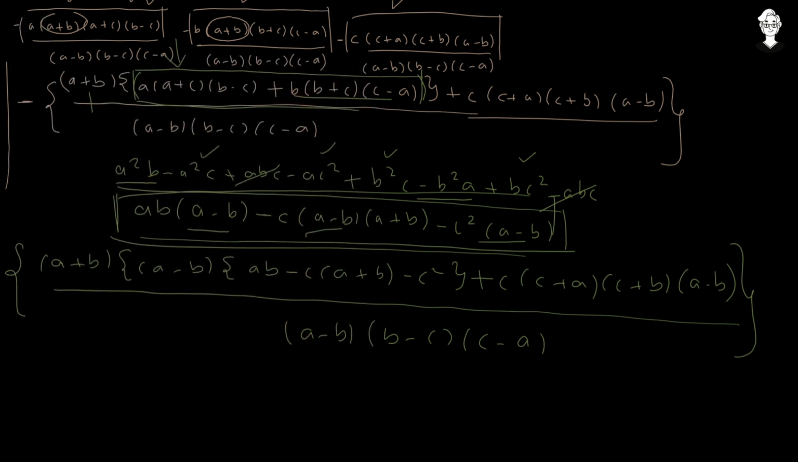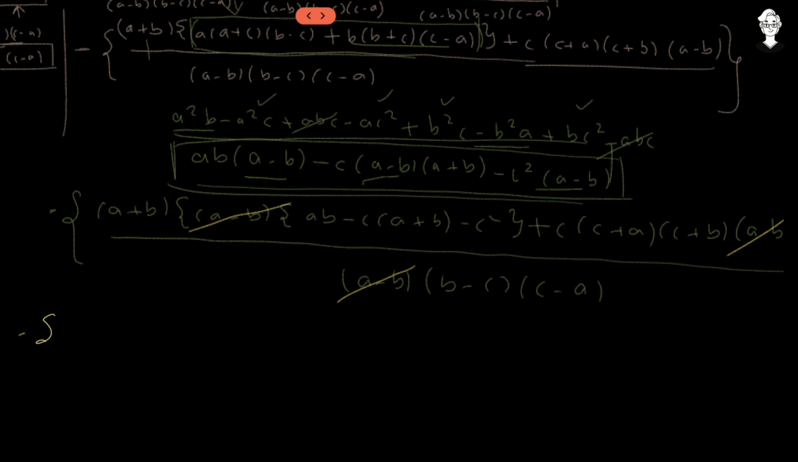Now observe carefully that a minus b over here is common, means it is multiplied with this whole term, and over here again a minus b is multiplied with this complete term. So I can take a minus b as a common thing and cancel it out with the a minus b that is present in the denominator. Okay, now let us see the rest of the things that are remaining, and that is a plus b multiplied with this bracket. So let me just open the bracket.